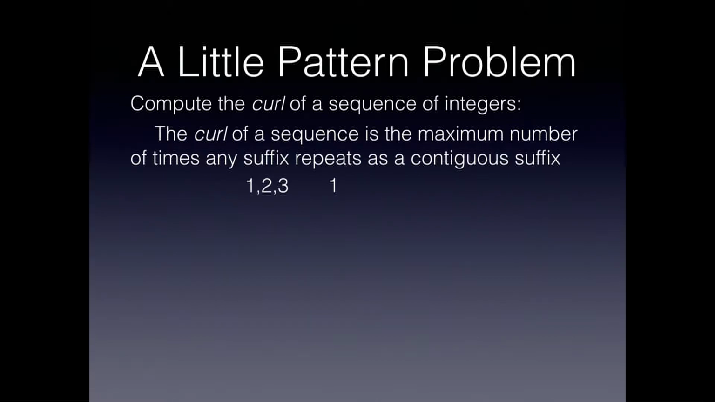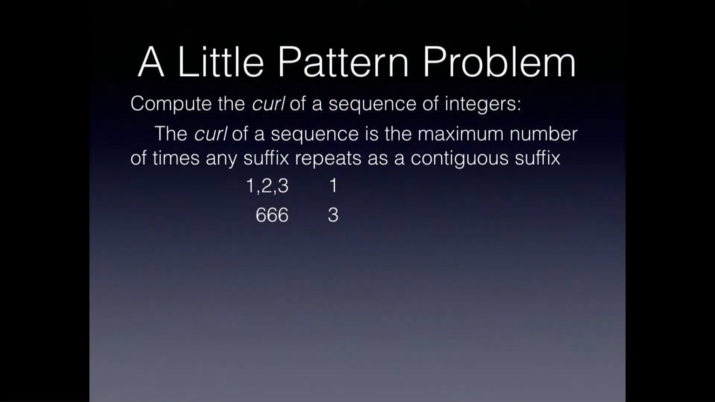Now from now on, I'm not going to use any more commas. I wore out the comma in my keyboard, so we're going to just run the numbers together. So 666, 6 repeats 3 times, 6, 6 repeats once, 6, 6, 6 repeats once. So the curl of this, the maximum repeat count, is 3. Now, it turns out that 6s are not really important. The whole problem can be really dealt with by just thinking about 2s and 3s.